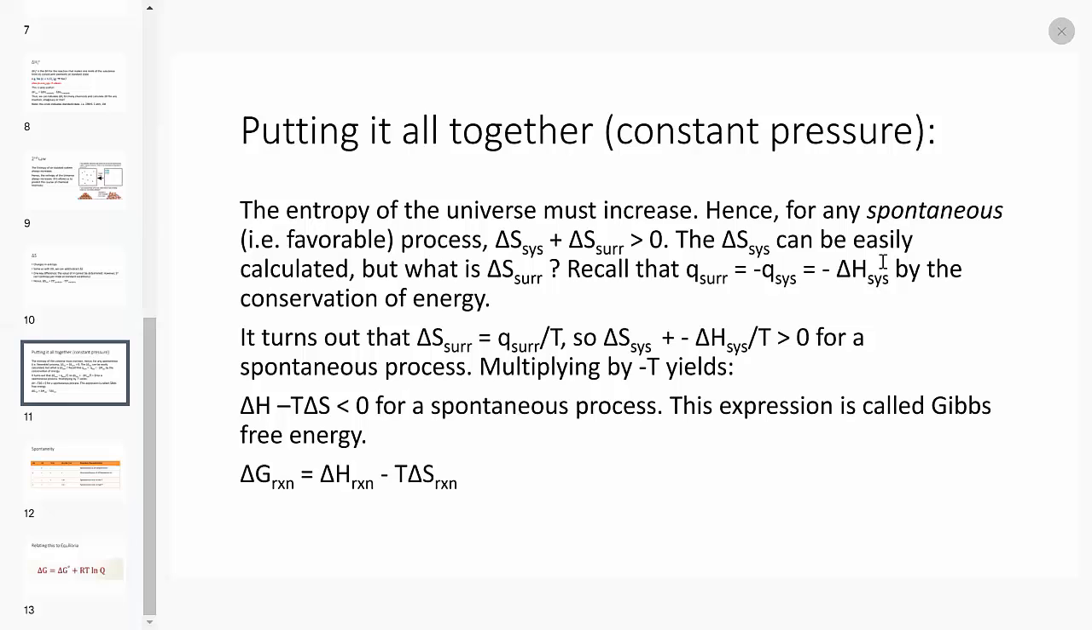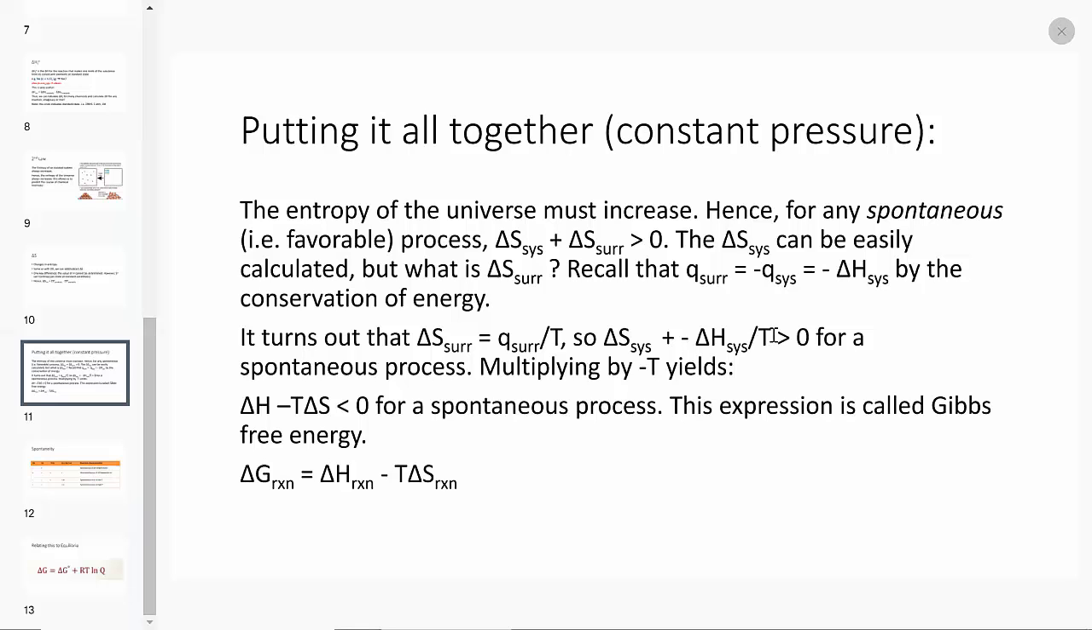And the surroundings are huge, right? The surroundings are like the entire universe. So the reaction will not change the temperature of the universe, so we can treat temperature as a constant. So this gives us delta S system plus negative delta H system over T is greater than 0 for a favorable reaction, for a spontaneous process.